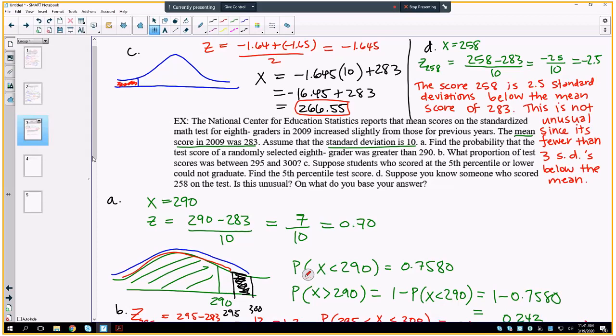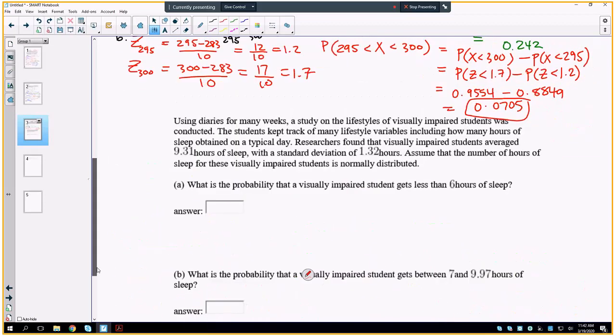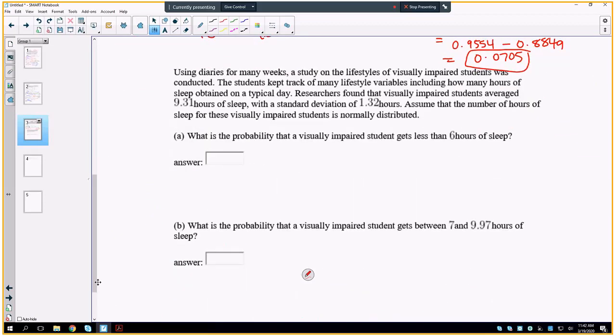All right, let's see another example. Using diaries for many weeks, a study of the lifestyles of visually impaired students was conducted. The students kept track of many lifestyle variables, including how many hours of sleep obtained on a typical day. Researchers found that visually impaired students averaged 9.31 hours of sleep with standard deviation 1.32 hours. What do I do as soon as I see those numbers? I circle them so that I remember. Or underline them, highlight them, whatever.